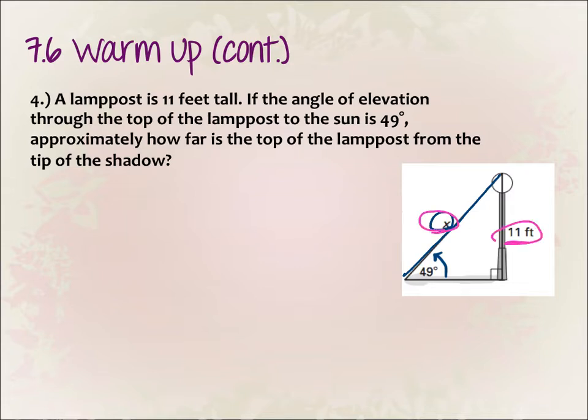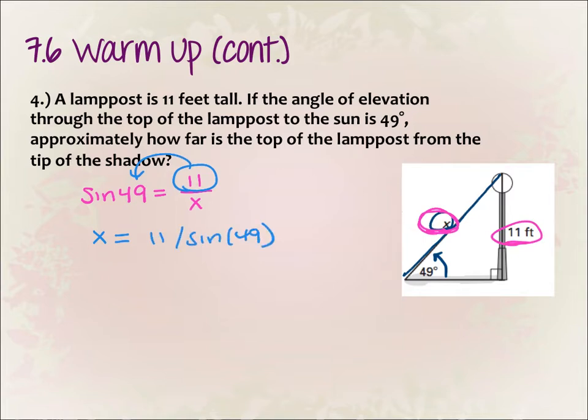49 has 11 opposite it, and X is the hypotenuse, so this is going to be sine. The sine of 49 would be opposite, which is 11, over X. Numbers in the top, so I take and divide it by the other side. X would equal 11 divided by the sine of 49. And I get X equals 14.57. It doesn't say what to round. We're going to round to the nearest tenth, which is 14.6, and this is in feet.